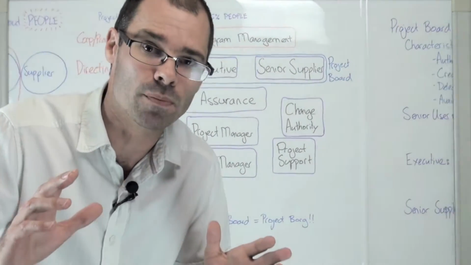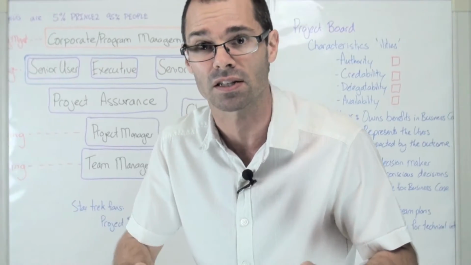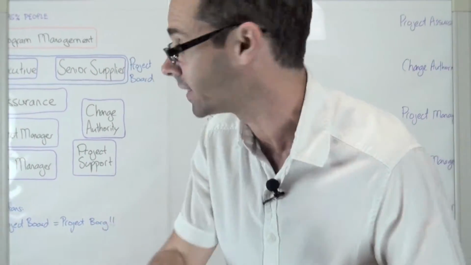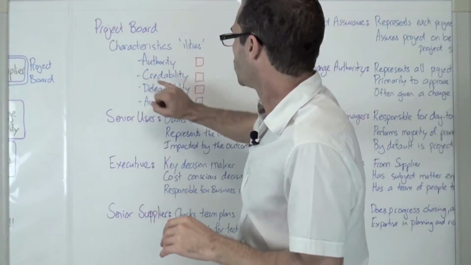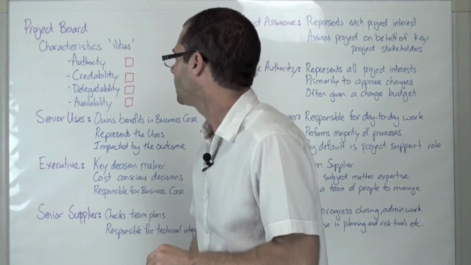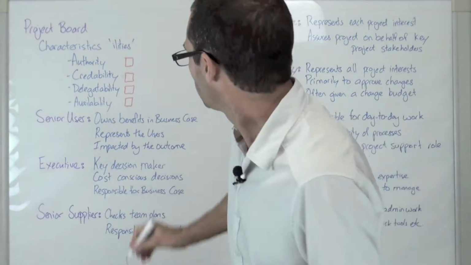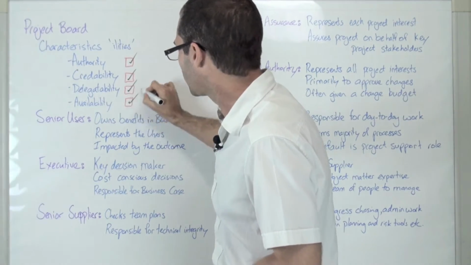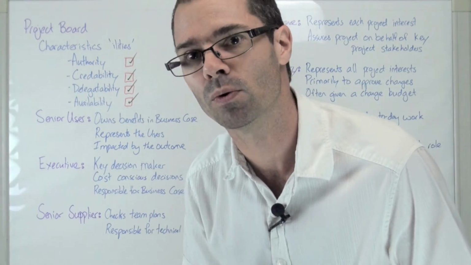Now, each of the members of the project board must have certain characteristics. I call these characteristics the ilities. We've got authority, credibility, delegatability, and availability. You've got to make sure each of these are checked off to find out if your project board has what it takes.